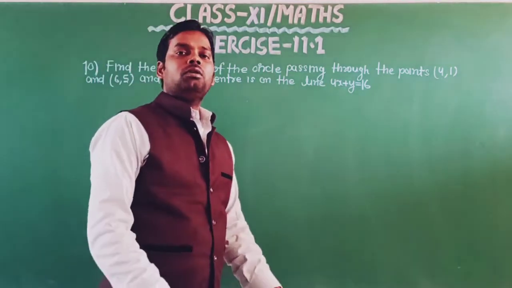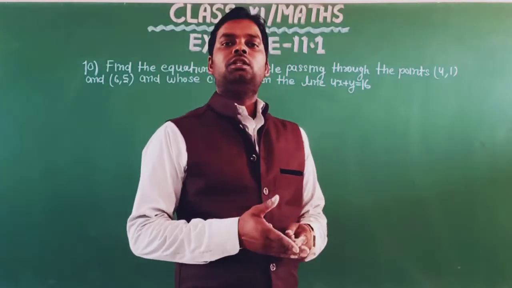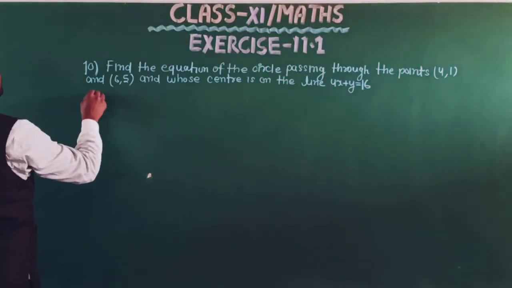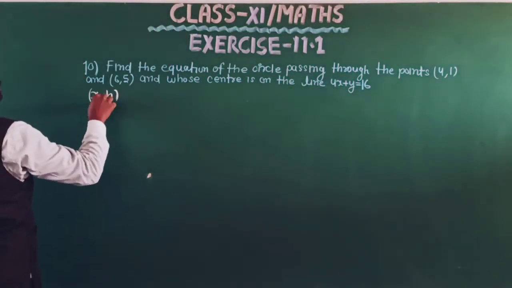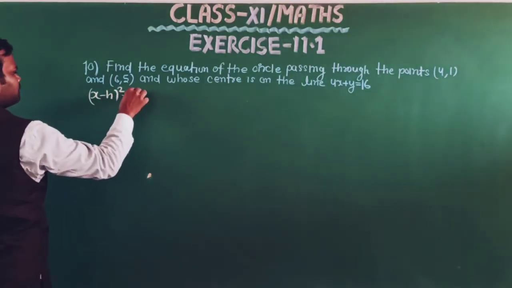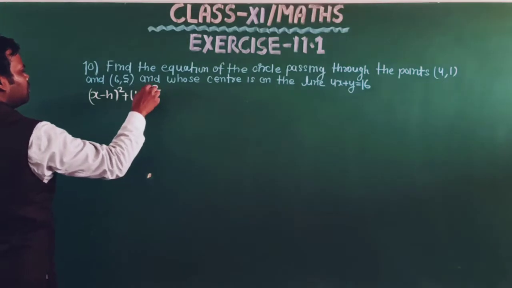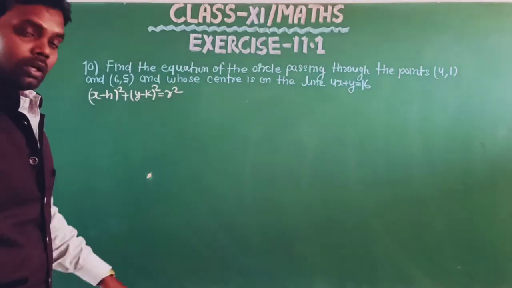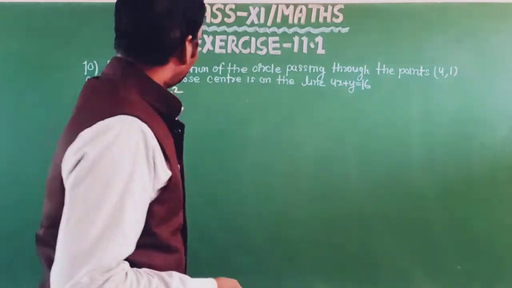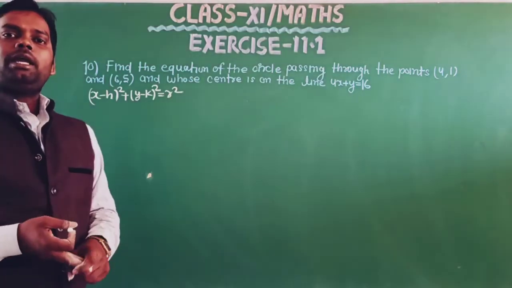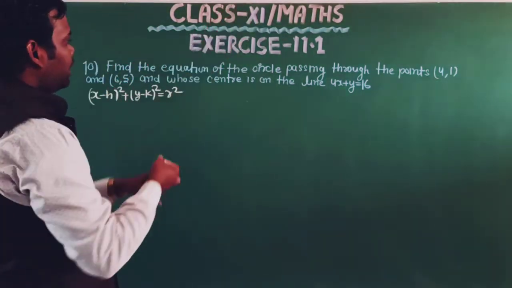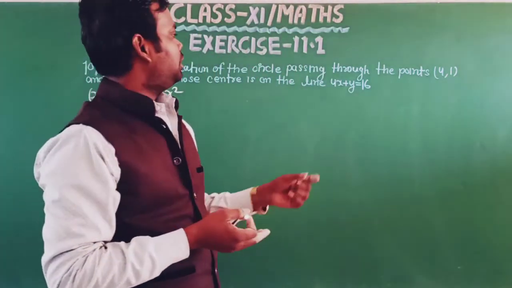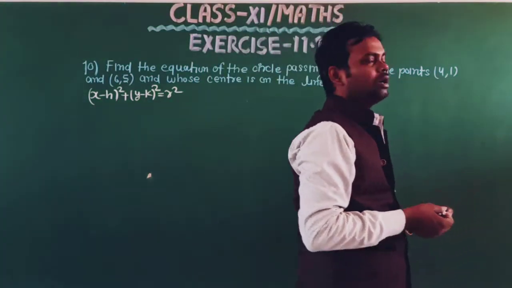So, dear children, we know the equation of a circle with center (h, k) and radius r is given by (x minus h) whole square plus (y minus k) whole square equal to r square. This is the standard equation of a circle with center (h, k) and radius r. Okay, so we are given that the circle is passing through the point (4, 1).